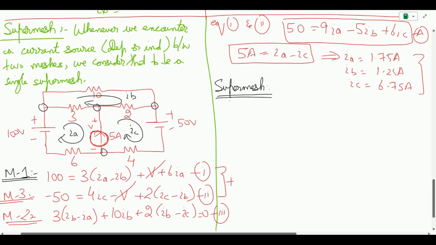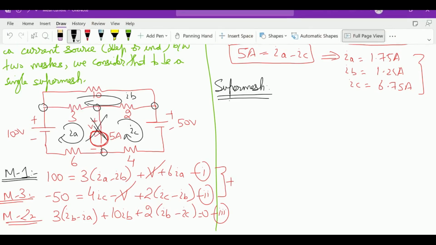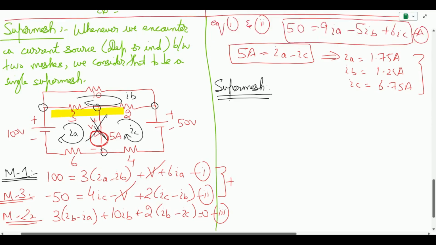Whenever we have a super mesh, what we normally do is get rid of the branch with the current source. So we are going to remove this branch in the super mesh. When we are doing the calculation, we are going to say that this branch is not here. So this is not existing, and we are going to take only this portion. Let me highlight it. Our mesh will be only this path, excluding the 5 ampere branch.